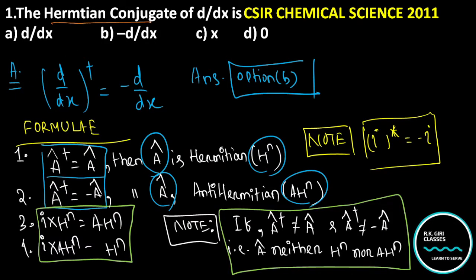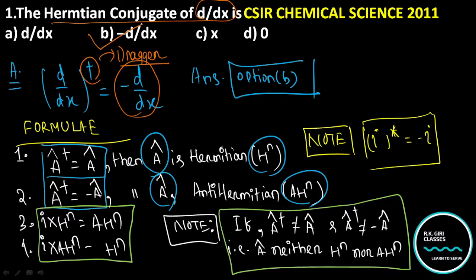Now when you have a question like the Hermitian conjugate of d by dx, you have to find out what the answer is. It is represented like this. It is known as dagger, read as dagger, and the value is minus d by dx. That means the answer is option B.